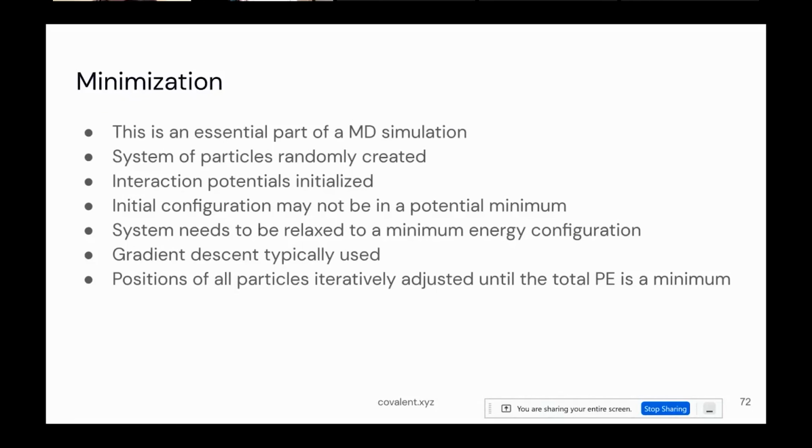Typically for this, gradient descent is used. It's a very popular algorithm, and a lot of these MD integrators actually have gradient descent built into them. All it does is iteratively change the positions of the particles in the system such that the potential energy of the entire system goes to a local minimum. And once that's minimized, then you can start doing your time integration and then start collecting data.